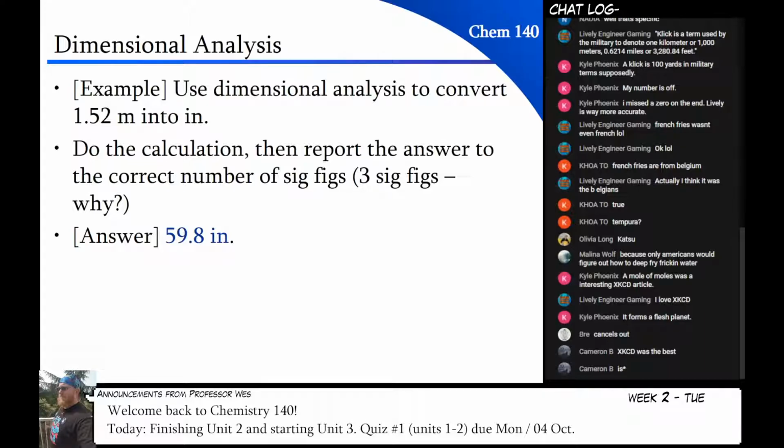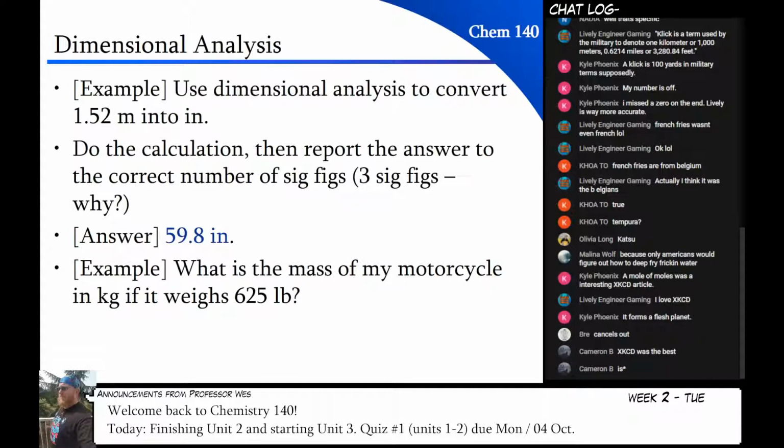All right, so now that you've seen this process, what I want you to do is try this one. So this slide is sadly obsolete. I moved and I had to get rid of my motorcycle, so I donated it to Make-A-Wish Foundation, I think. So I once owned a Harley, and it weighed 625 pounds. What would the mass of that Harley be if it was in kilograms instead?